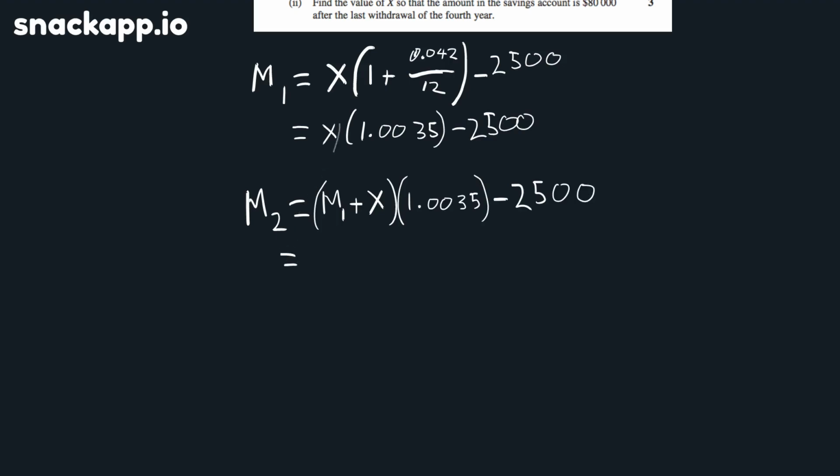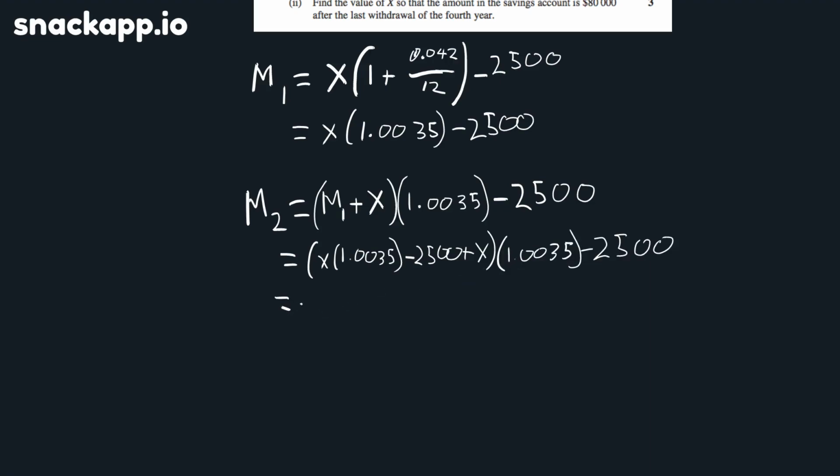Okay, so we're going to substitute in this M1 into here, and then we're going to expand it so it gets a bit nicer. So M1 is just X outside of 1.0035 minus 2,500 plus X, and then that's all multiplied by 1.0035. Okay, so let's expand that out. The first term is now got 2 of these, so we can write it as a square like that. The 2,500 only has 1. Don't forget the minus. And then this X only has 1 too.